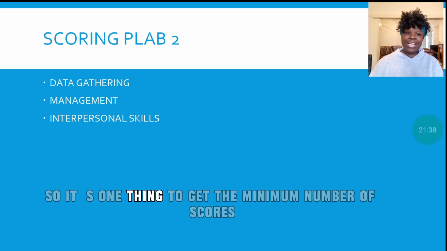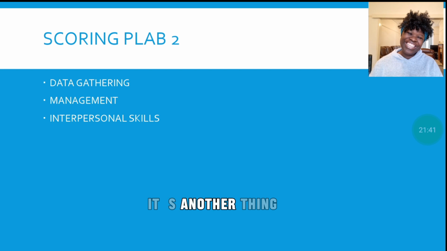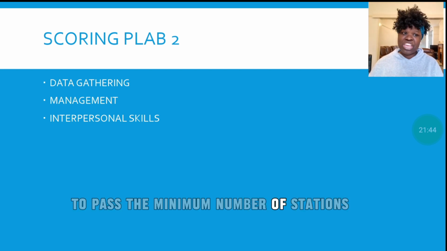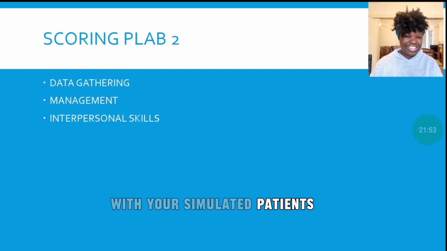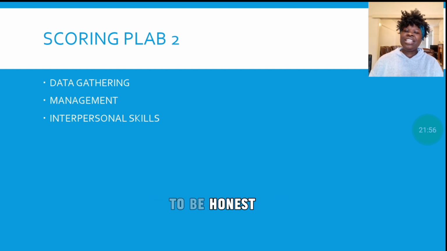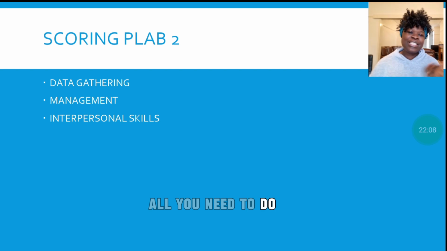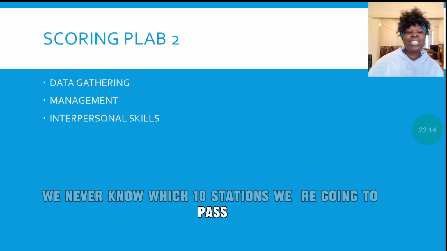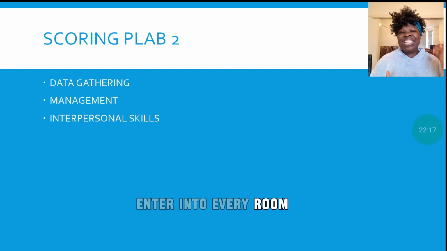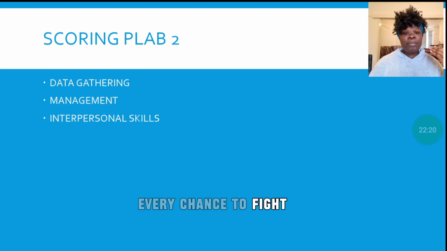So it's one thing to get the minimum score. It's another thing to pass the minimum number of stations. You're getting 16 stations where you have the real encounter with your simulated patients. Of those 16 stations, they just want you to pass only 10. So if you end up passing 12, 13, 15, or even 16, that's a bonus. At the end of the day, all you need to do is pass the 10 stations. But of course, on exam day, we never know which 10 stations we're going to pass. So that means we enter into every room giving ourselves every chance to fight to pass every station.